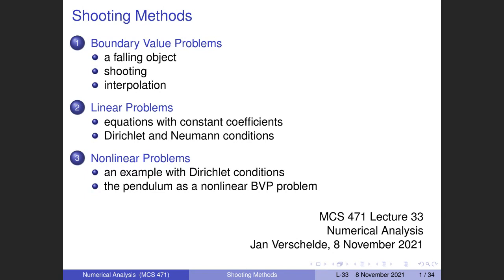So in the first part of this lecture, we will be introducing the main technique of shooting. And then shooting reduces to 2 initial value problems in case the problem is linear. In case the problem is not linear, then we will need to shoot multiple times and we will apply higher order interpolation. So this will be illustrated with the simple model of the pendulum. So we will see the pendulum problem as a nonlinear boundary value problem.